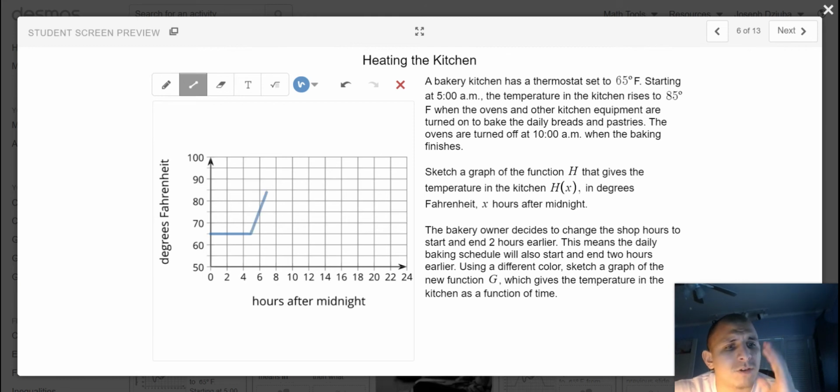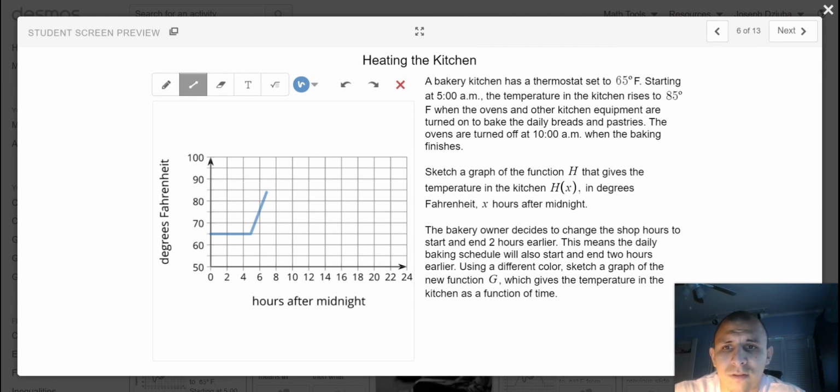If you're wondering why I'm not drawing a completely vertical line here, ask yourself, if you turn on the heat at your home, is it this instantaneous boom, 90 degrees? There's a gradual increase, so we have to represent that with respect to time. The ovens are turned off at 10 a.m. when the baking finishes, right? So it maintains its temperature through 10 a.m.